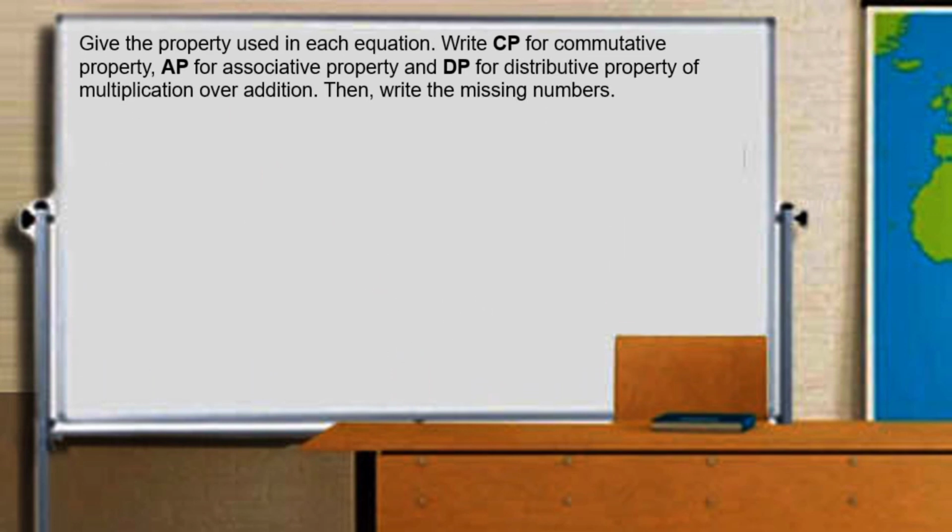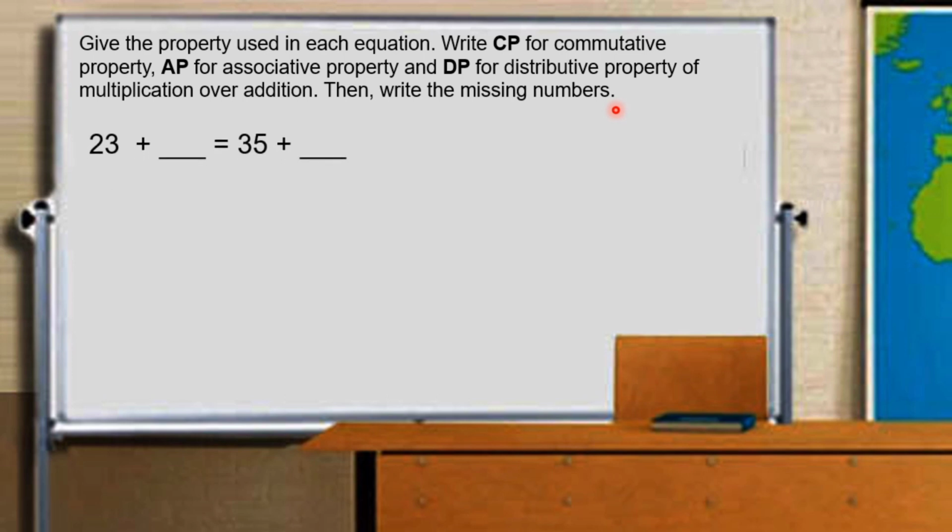Now, let's have an activity. Here is the instruction. Give the property used in each equation. So, write CP for commutative property, AP for associative property, and DP for distributive property of multiplication over addition. Then, write the missing numbers.